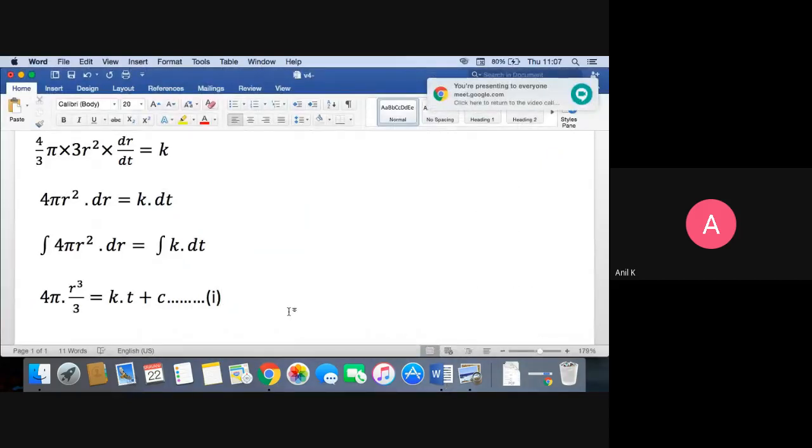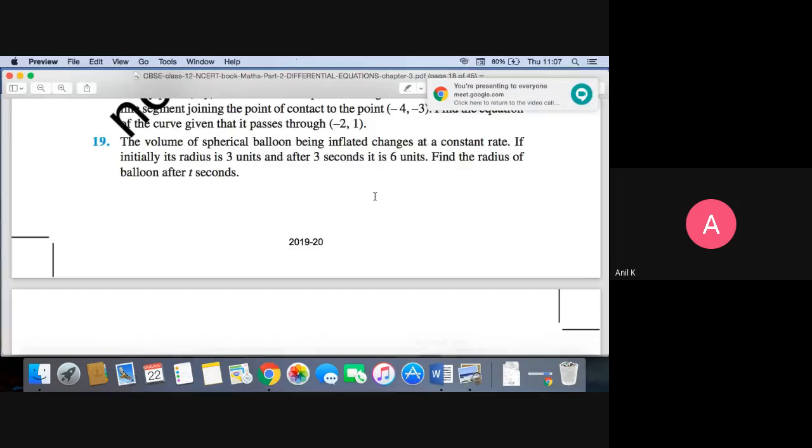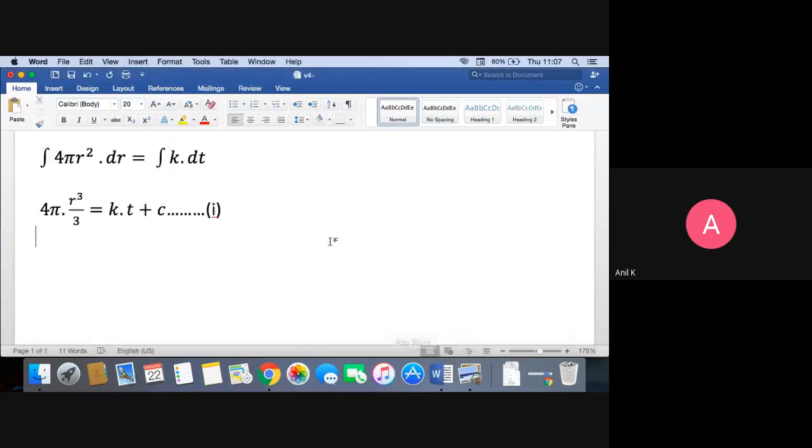After getting equation number 1, now see the question one more time. What is the data given? Initially its radius is 3. That means when the balloon starts growing or increasing its volume, initially the radius is 3 units. What do you mean by this? Initially radius is 3 means initially the time will be equal to 0. That is, when time is 0, the radius is 3.